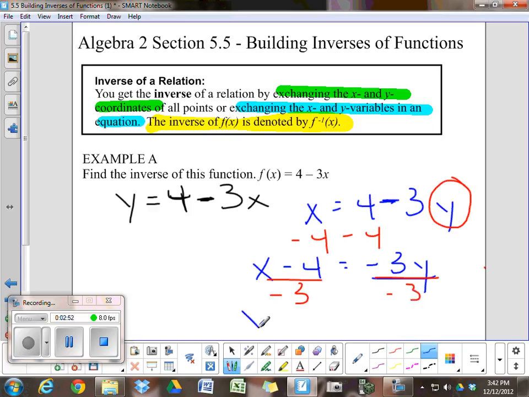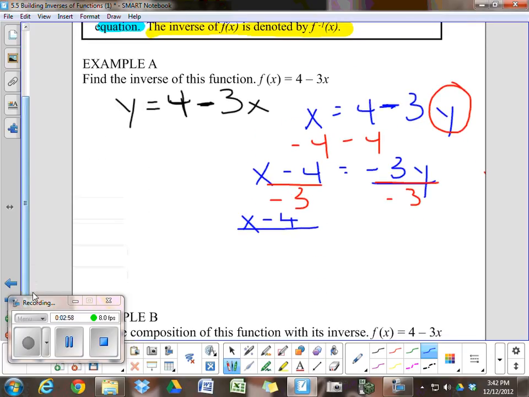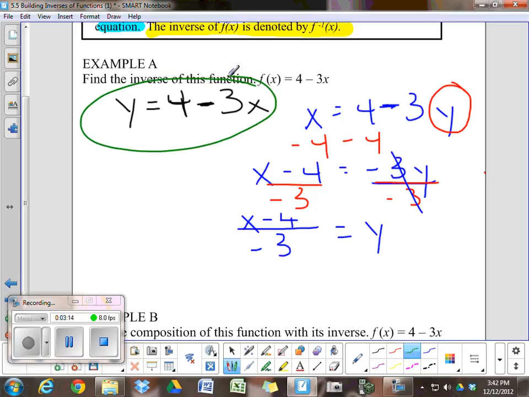So we get x minus 4 over negative 3 equaling, these cancel, y. So we now got y by itself, and that is the inverse of the original function that you see in black. One other step will be involved, but for now, let's just take a look here. We have y equals 4 minus 3x. The inverse is y equals x minus 4 divided by negative 3.